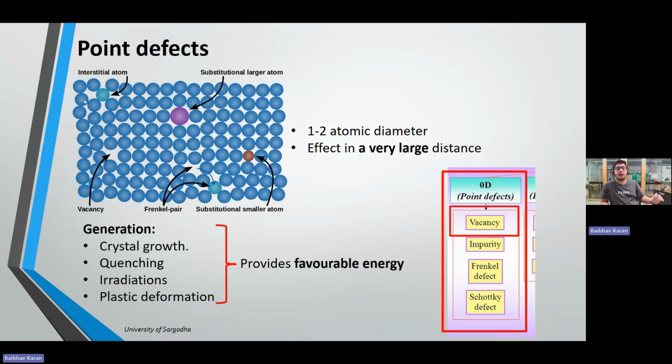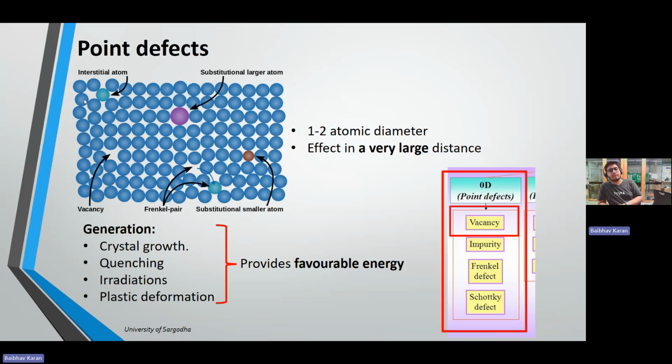There may be a question: if we are keeping a crystal, will defects be introduced directly in it? It does not happen like that, right? The generation of defects requires a favorable energy, which will overcome the activation energy barrier and finally help in defect production. This favorable energy is provided by various methods, such as crystal growth, quenching, irradiation, and plastic deformation. These are the main reasons which provide the favorable energy for the nucleation or the growth of the defects.